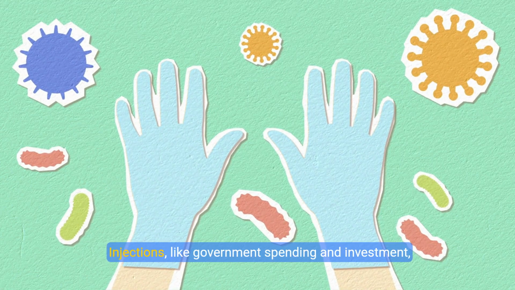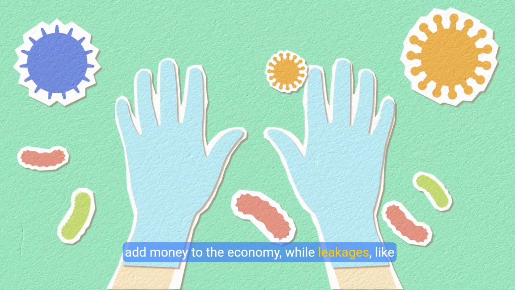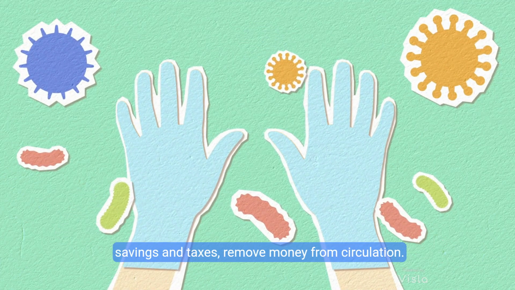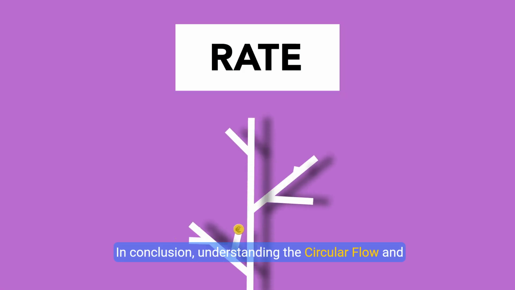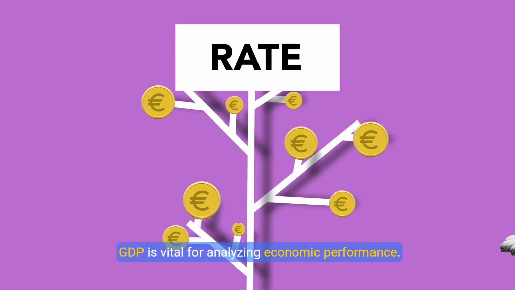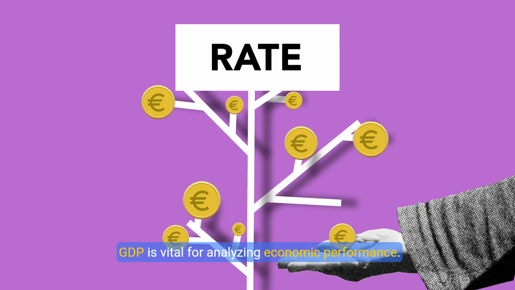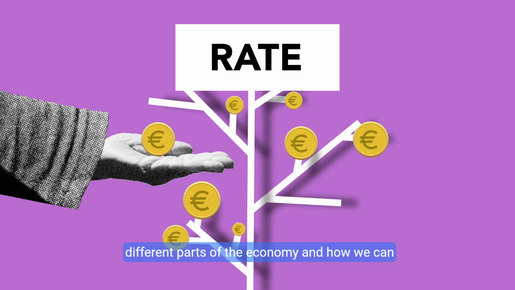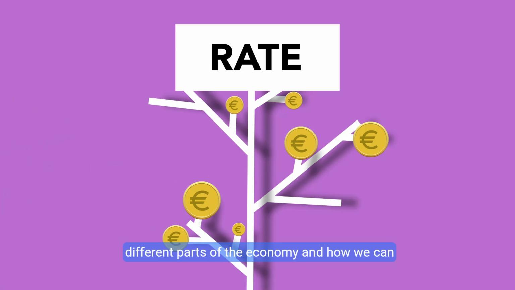Injections, like government spending and investment, add money to the economy, while leakages, like savings and taxes, remove money from circulation. In conclusion, understanding the circular flow in GDP is vital for analyzing economic performance. It gives us a snapshot of how money flows through different parts of the economy and how we can measure the overall health of a nation's economy.